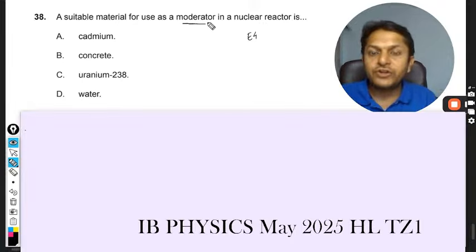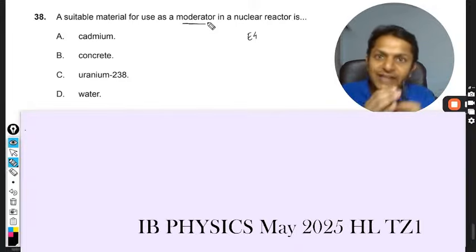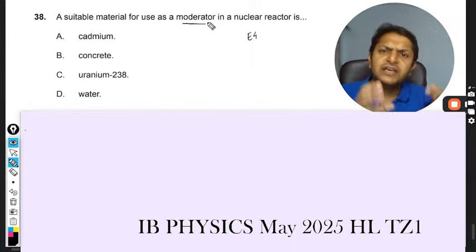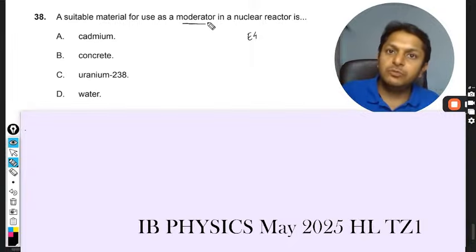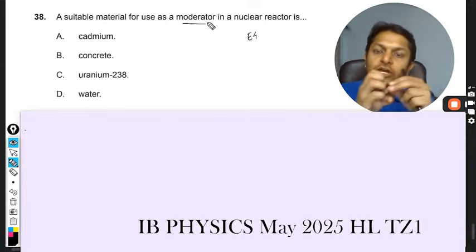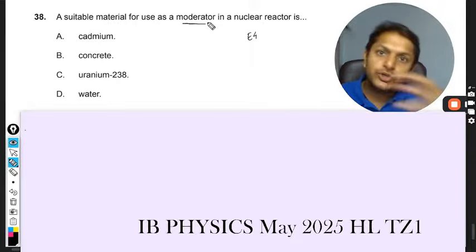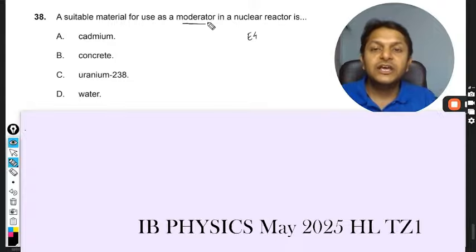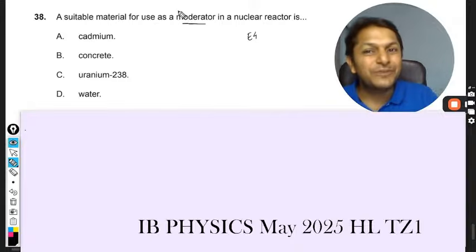The purpose of a moderator is to slow down the speed of the neutron so that when the neutron strikes the uranium nuclei, it does not bounce off from it. Because it has a very high speed, there are chances that it will collide with the uranium but will not be seized by the uranium nucleus. It might bounce off. To reduce that bouncing off, we need to slow down the neutron a bit, with the help of the moderator.